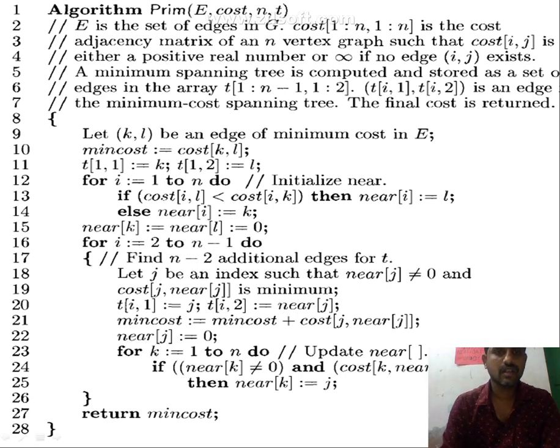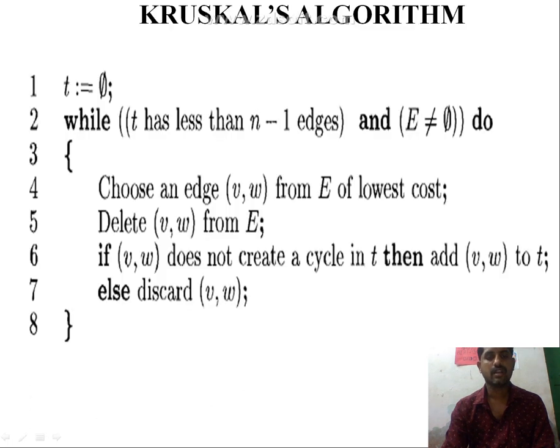Okay, see here. Let k comma l be an edge of minimum cost in E. Then minimum cost equals cost of k comma l, then T of 1 comma 1 equals k, then T of 1 comma 2 equals l. Then for i equal to 1 to n, initialize the nearest edge, that is adjacent. If cost of i comma l is greater than cost of i comma k, then near of i equals k, else near of i equals l, and near of k equals near of l equals 0. For i equal to 2 to n minus 1, let j be an index such that near of j is not equal to 0 and the cost of j comma near of j is minimum.